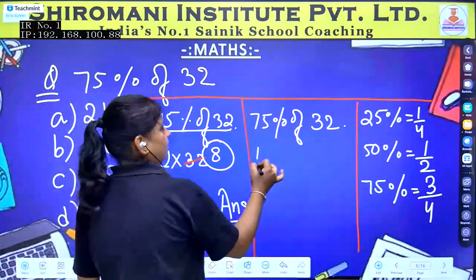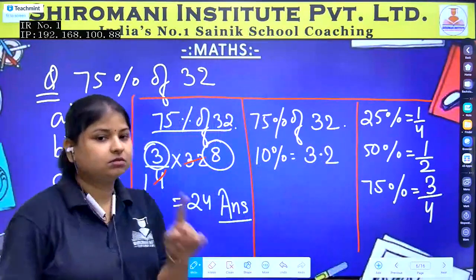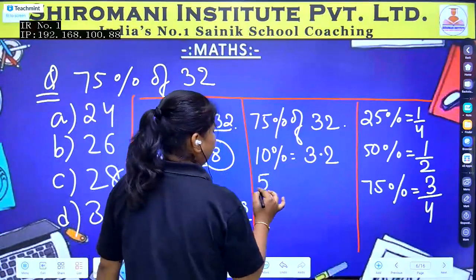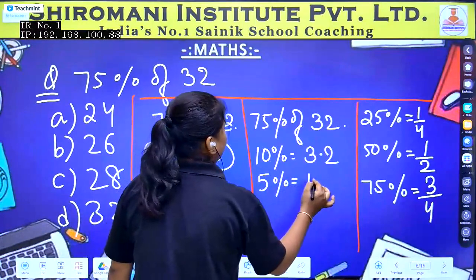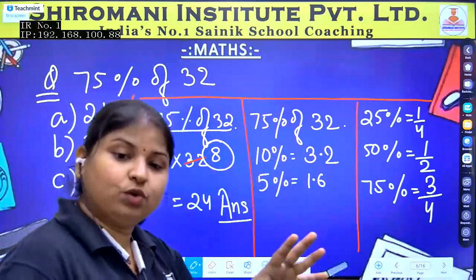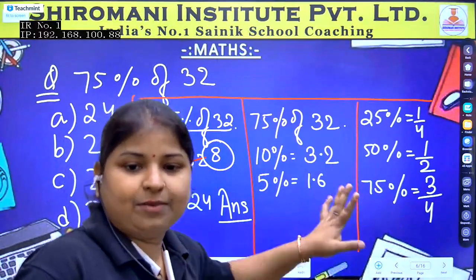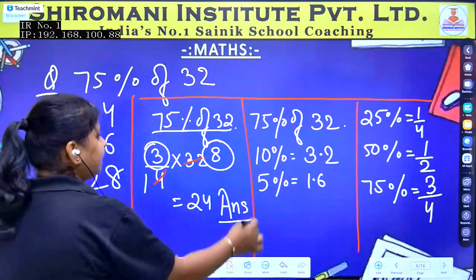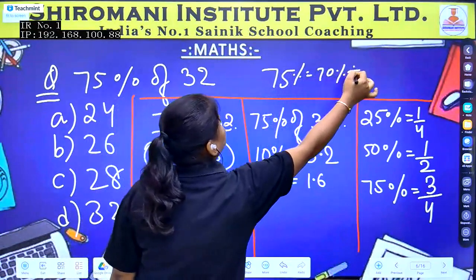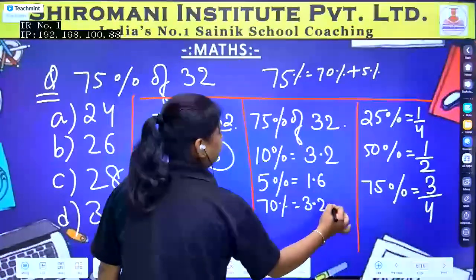See, 10% you know now. 10% is how much? 3.2. If 10% is 3.2, beta, 5% will be what? Half of 10%, that is 1.6. I need to calculate 75%. 75% means 70% plus 5%. 5% I know. Calculate 70%: 3.2 into 7.